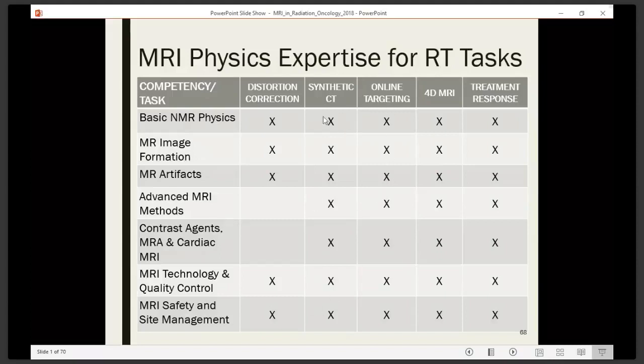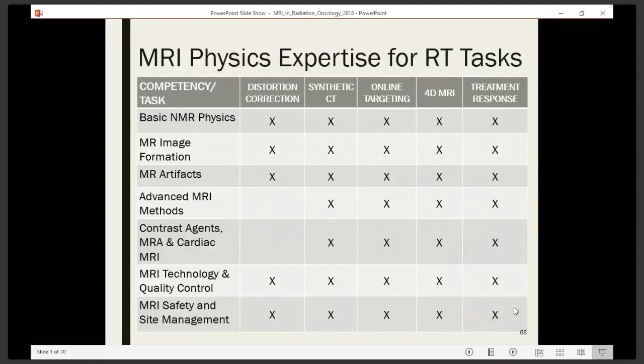You've got the synthetic CT processes. You're going to need to understand advanced MRI methods, contrast agents, and probably cardiac MRI as well, just so you can handle doing things like planning for lung cancer therapies. You get a combined linear accelerator with an MRI system. You're going to need all this and a lot more. 4D MRI, again, all this plus more.